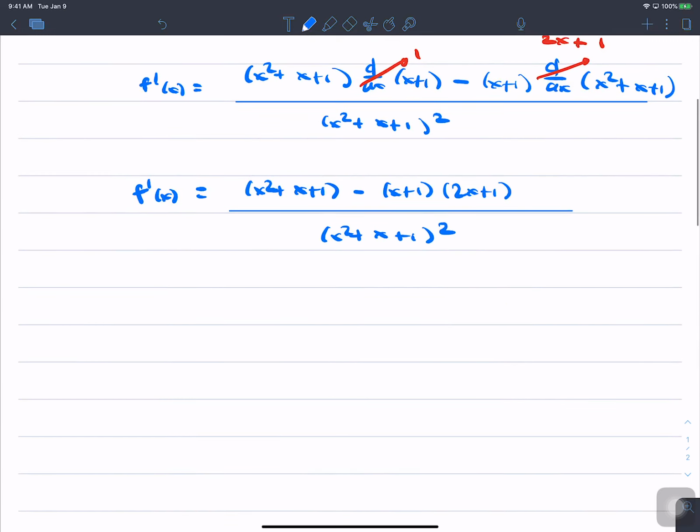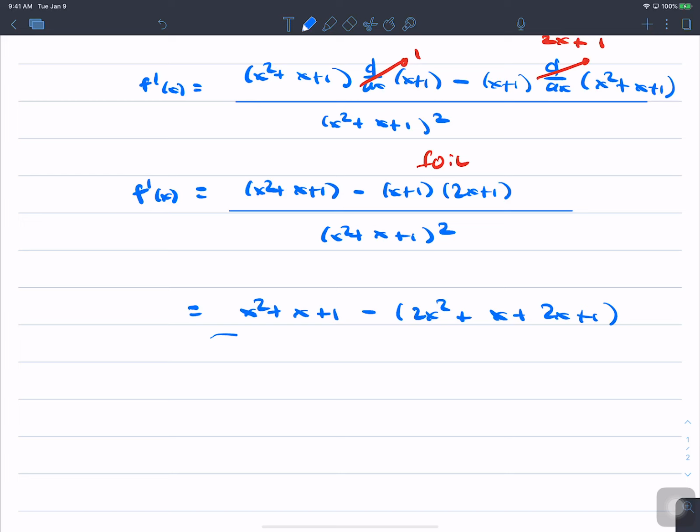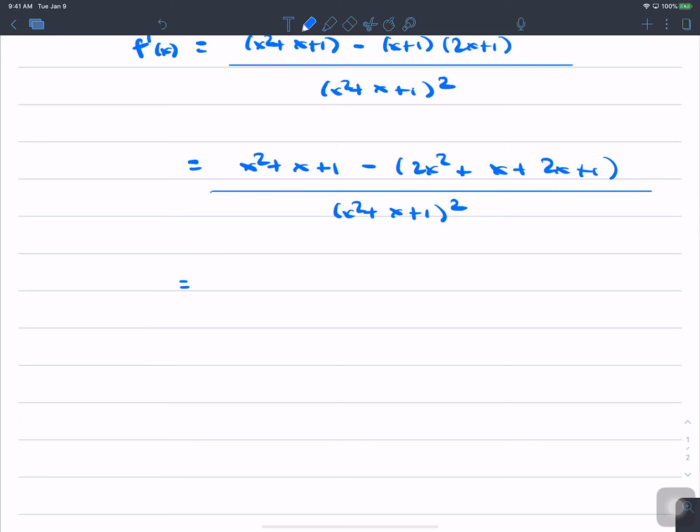Now, on top here, you're going to have to use FOIL. So we have x squared plus x plus 1 minus 2x squared plus x plus 2x plus 1, everything over x squared plus x plus 1 squared. So we're going to simplify a bit here. And that's going to be minus 3x if we combine like terms. And then this is over x squared plus x plus 1 squared.